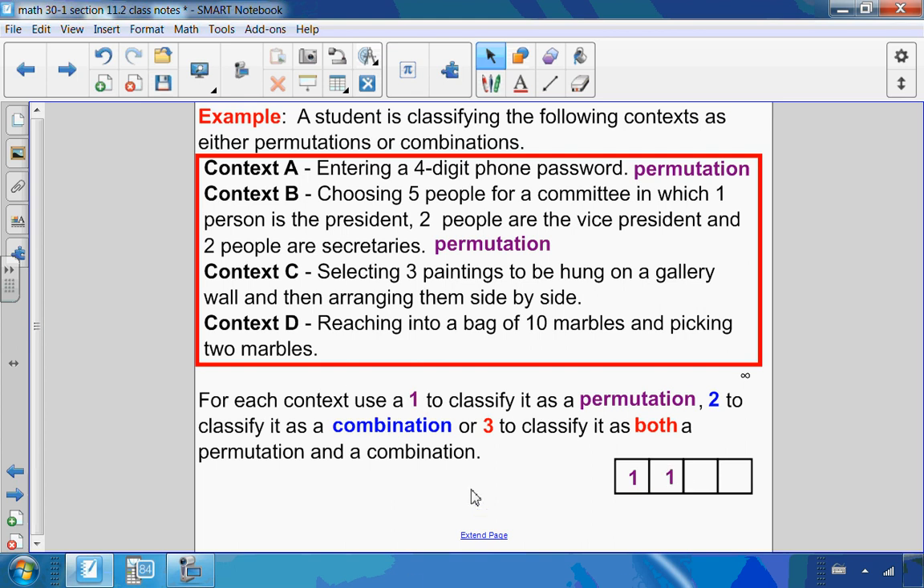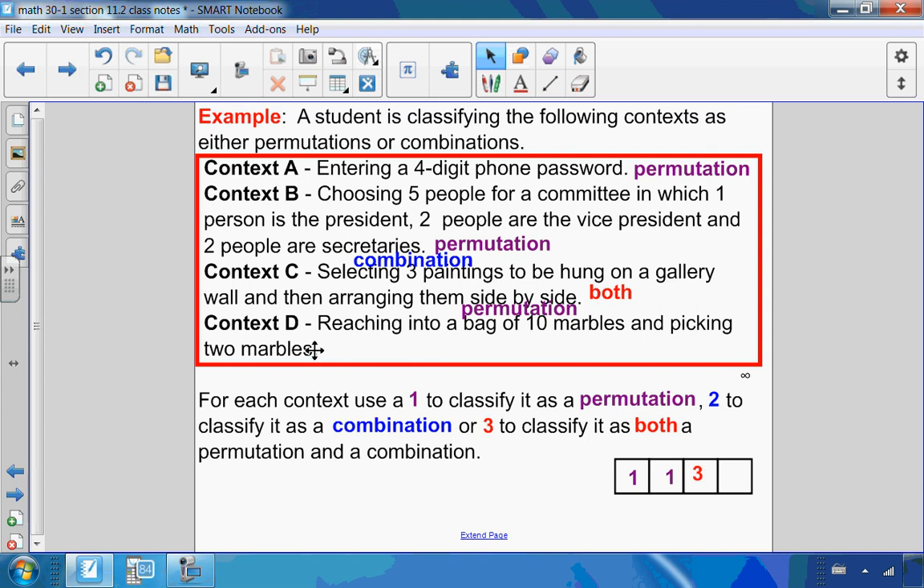C, selecting 3 paintings to be hung on a gallery wall and then arranging them side by side. So we have 2 things going on here. We have the selection process. That selection process, that's a combination. So the selection process, I'll put it up there as a combination. But then we're arranging them side by side on the wall, and that's a permutation. So altogether in this question, we have both permutations and combinations. So context C, we'll classify that with a number 3 to show it is both.